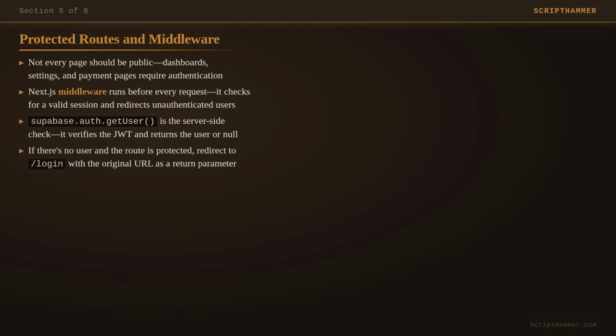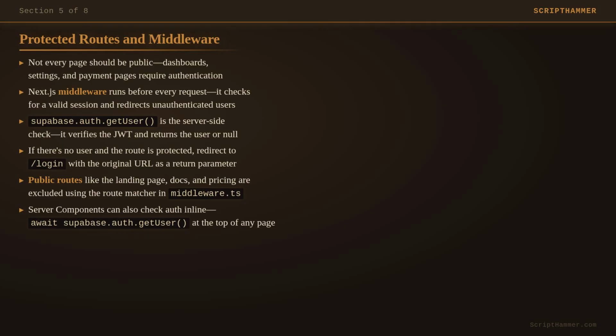If there's no user and the route is protected, redirect to /login with the original URL as a return parameter. Public routes like the landing page, docs, and pricing are excluded using the route matcher in middleware.ts. Server components can also check auth inline. Await supabase.auth.getUser at the top of any page.